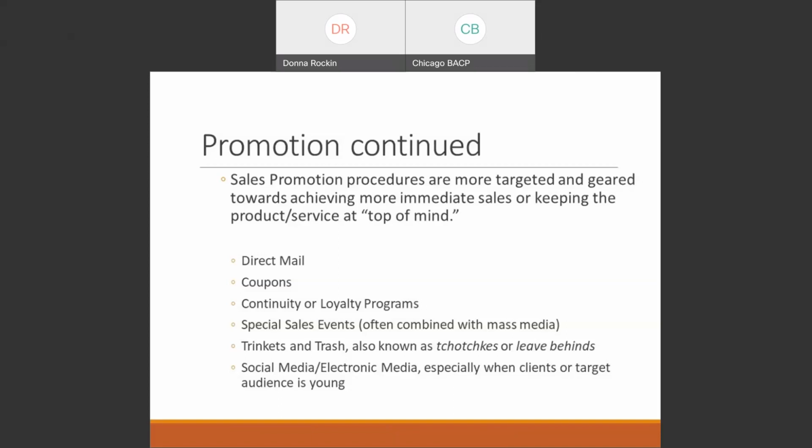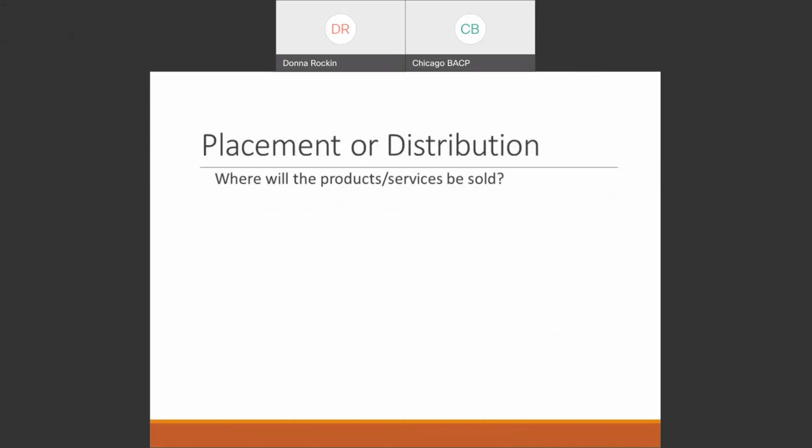I know I play a lot of Words with Friends. Every time I take a turn, I see an ad, and it is rare that I ever click to see more about the ad. But sometimes, and it's a very good way if your audience is younger. Now, product placement or distribution.